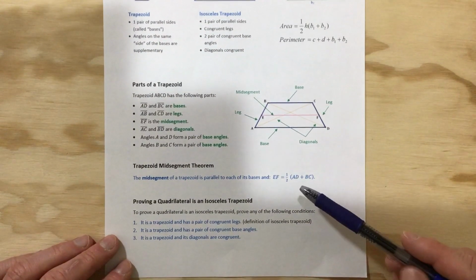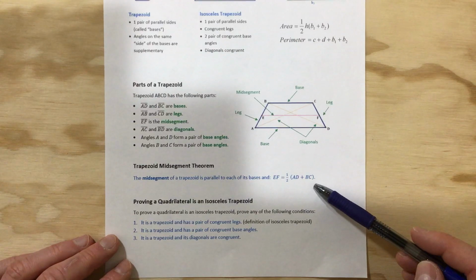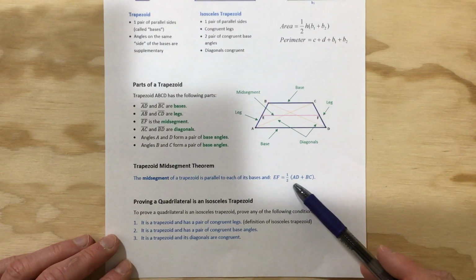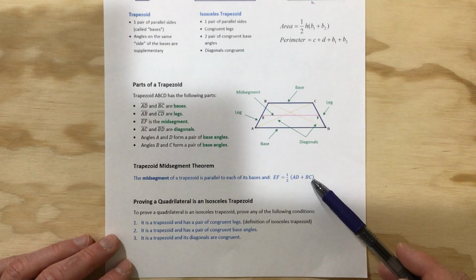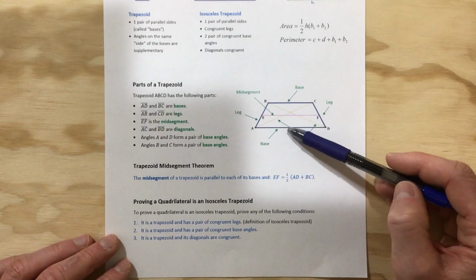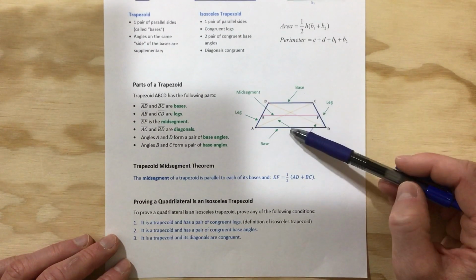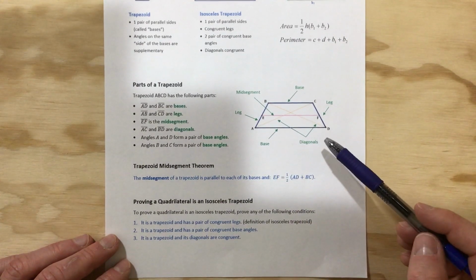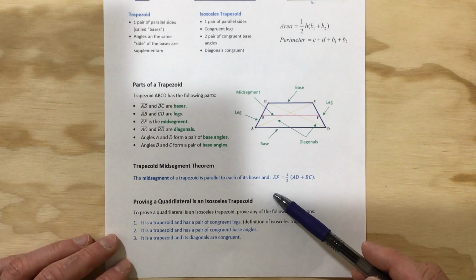We do have the midsegment theorem, which is a really easy theorem. It just says that the length of the midsegment, EF, is equal to half of (AD plus BC), which really just means that the midsegment is the average of the two bases. So take b1 plus b2 and divide it by 2, and you'll get the length of this midsegment. Okay, so that's the midsegment theorem.